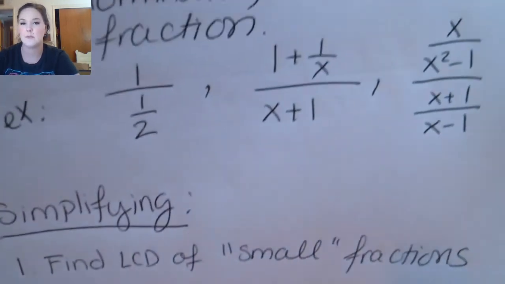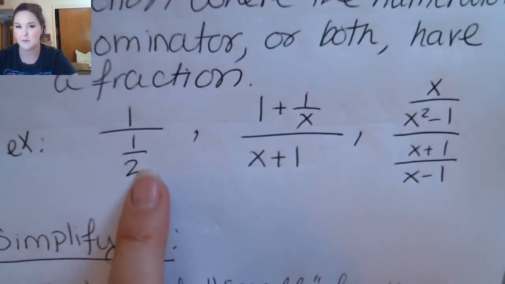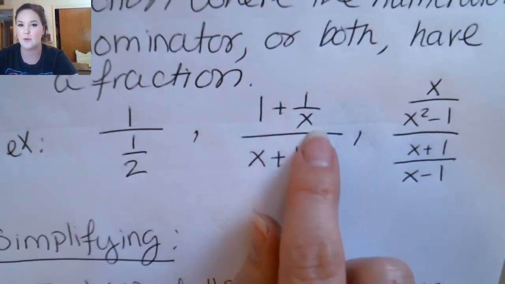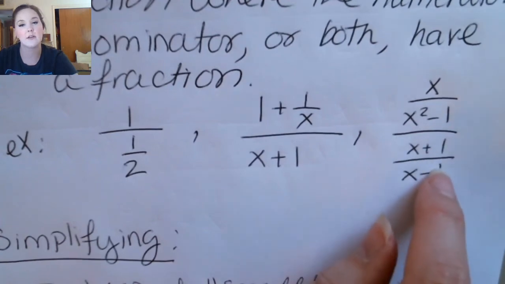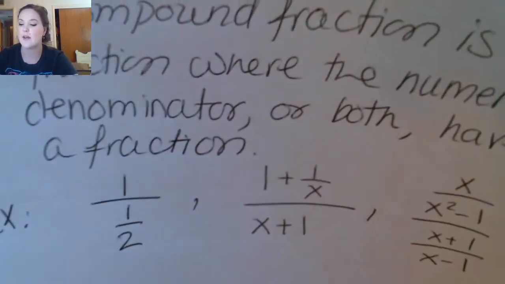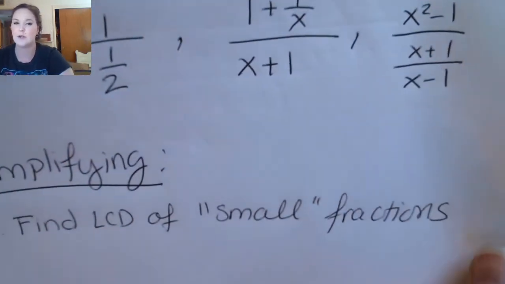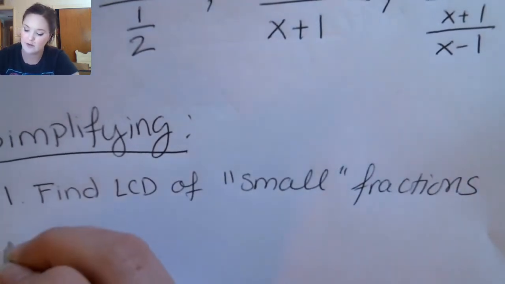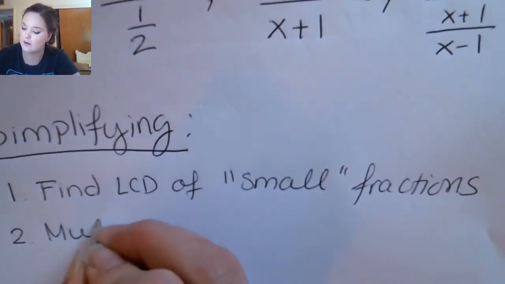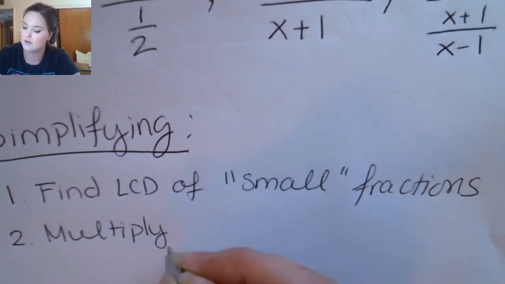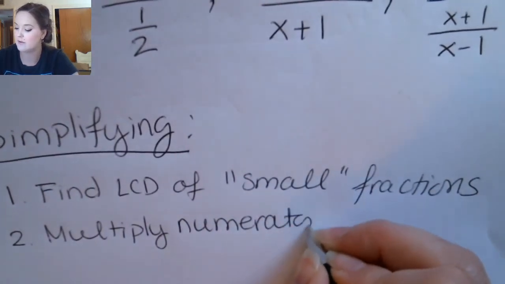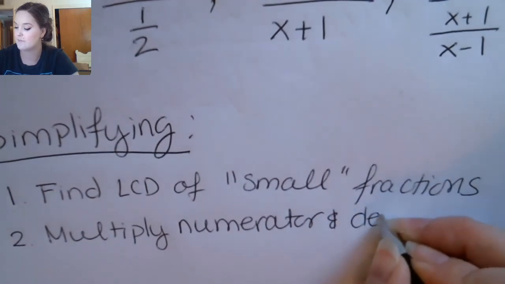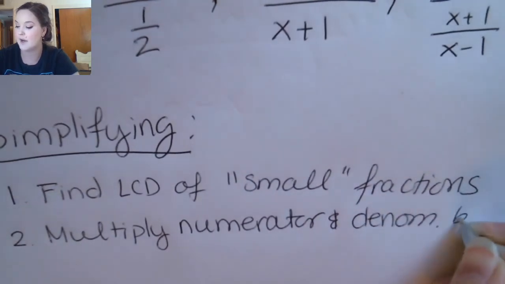Okay, so what I mean by that, like in this example, that would be 1/2. In this example, it would be 1/x. Here it would be this fraction and this one. Okay, but the ones that are not the big fraction, but the much smaller ones. Once you do that, you're going to multiply numerator and denominator by that LCD.